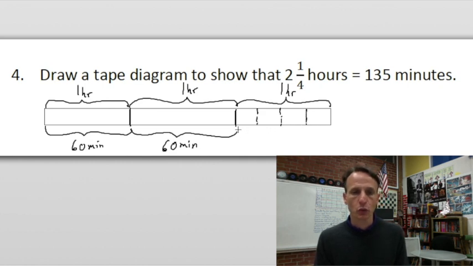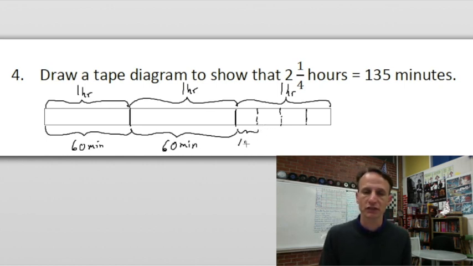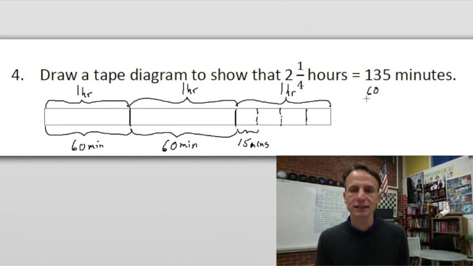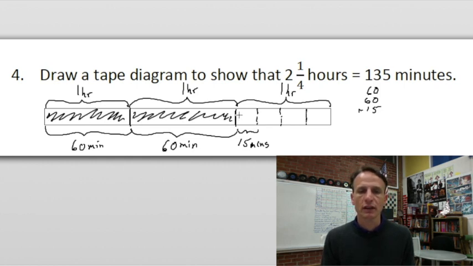And so here's 1/4 of an hour, and as we actually just did this, 1/4 of an hour we know is 15 minutes. And if you want to calculate that again, go for it, but we just did it, so we're just going to say it's 15 minutes. Now when we add these up, 60 and 60 and 15, and it'd be good and right to go ahead and shade in the 2 1/4 hours here.